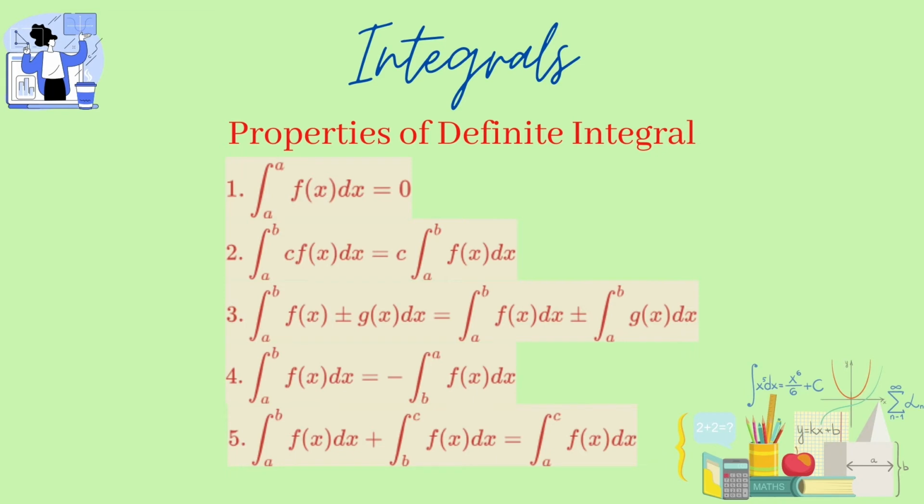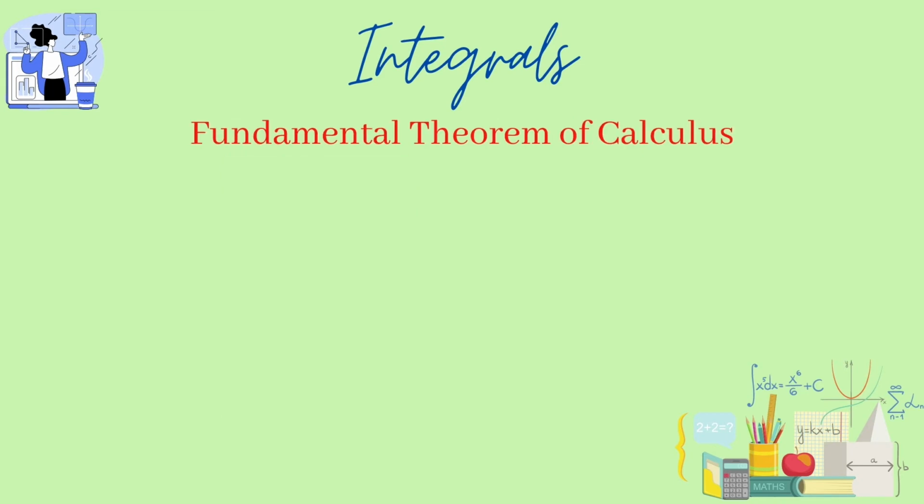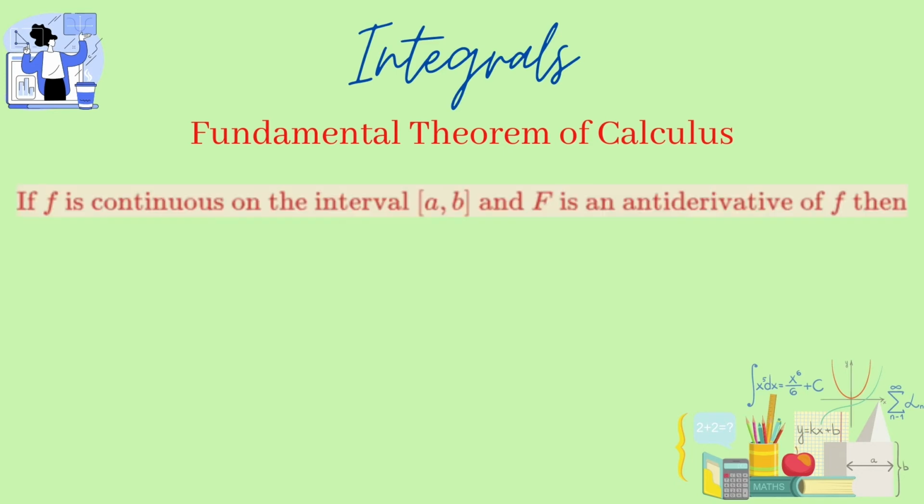Another important tool in finding the definite integral is the fundamental theorem of calculus. If f is continuous on the closed interval [a, b], then the definite integral of f from a to b is equal to the function value of the antiderivative when x is equal to b minus the function value of the antiderivative when x is equal to a. Let us try to apply these in our first example.